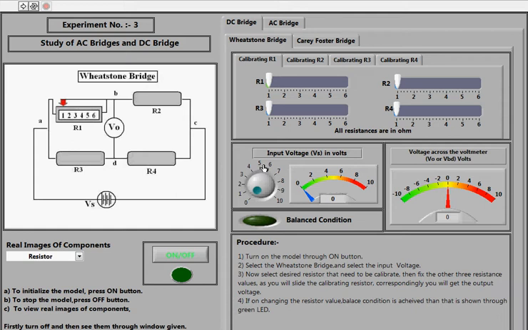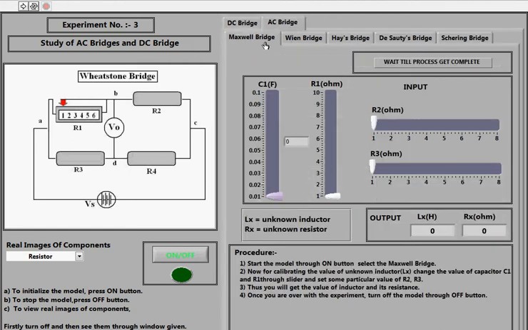Now we move towards experiment number 3, study of AC and DC bridges. In this experiment we have two options for bridges: DC bridge and AC bridge. For DC bridge we again have two options, Wheatstone bridge and Carey-Foster bridge. For AC bridge we have 5 options: Maxwell bridge, Wien bridge, Hay bridge, De-Sauty bridge and Schering bridge.